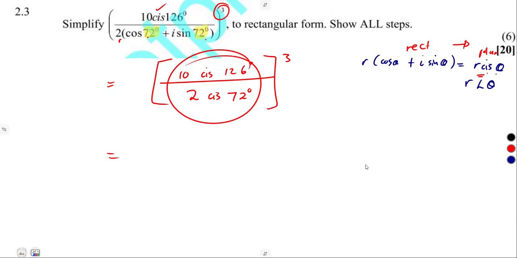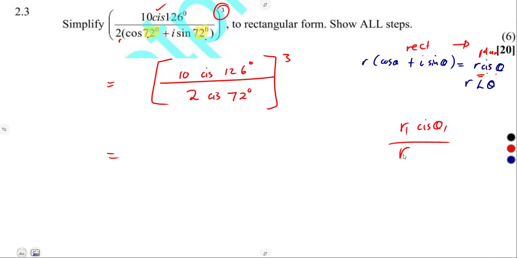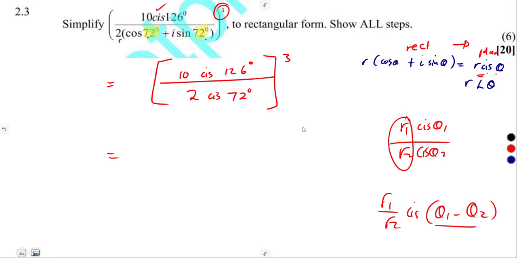All right, so remember, in polar form division, r cis theta, like 1 and 2, you're simply going to divide these two, r1 over r2, but for the angles, you subtract theta 1 minus theta 2. So you're simply going to divide 10 by 2, which gives us 5. And the angle, you subtract 126 degrees minus 72. That's going to give us 54.